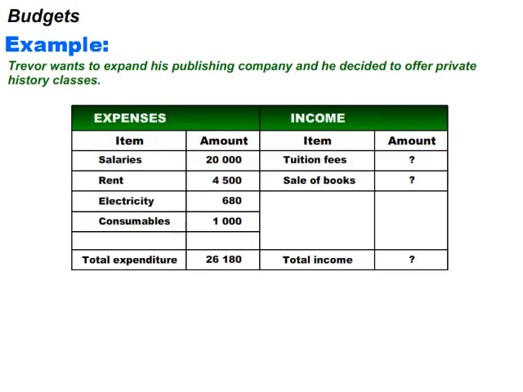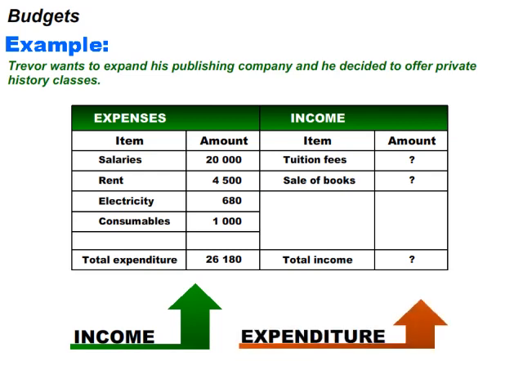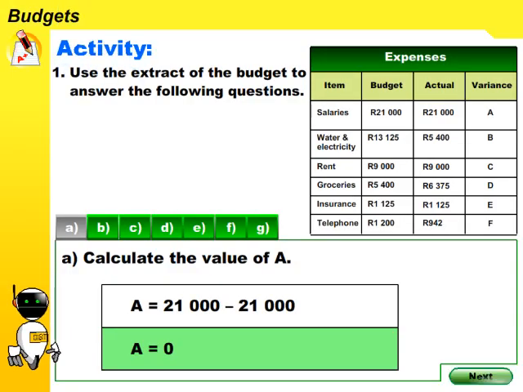Trevor must decide what the hourly tutoring rate will be. He can also sell books to boost his profits if he wants to. Essentially, in every budget, the total income must be higher than the total expenditure. Try the following activity. The first one has been done for you.